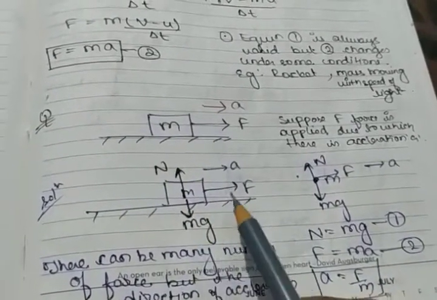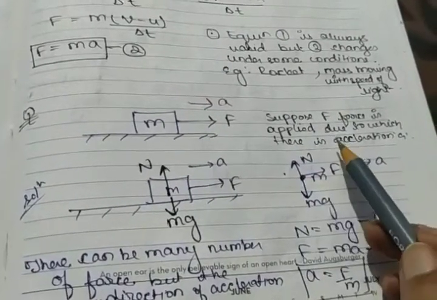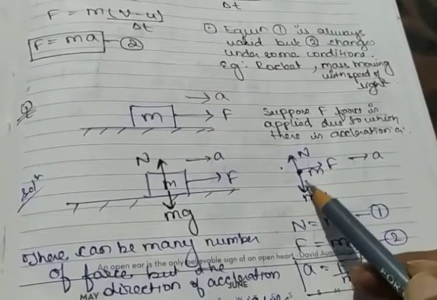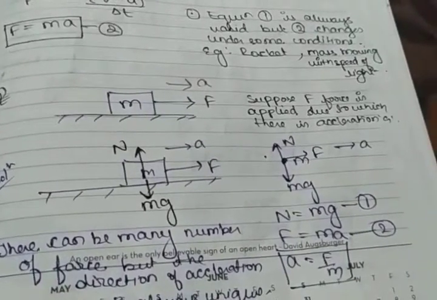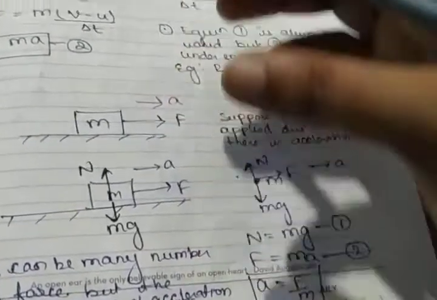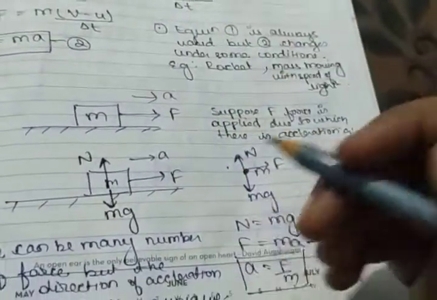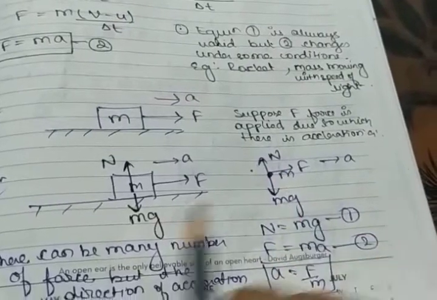So, if I want to draw the free body diagram, and with the help of it find the acceleration, then what to do? Here mg downwards, N upwards, F in this direction. We have already seen there is no motion upward. The body is moving directly like this. It is not going up or down. This means that N is balanced by mg. So N equals mg.